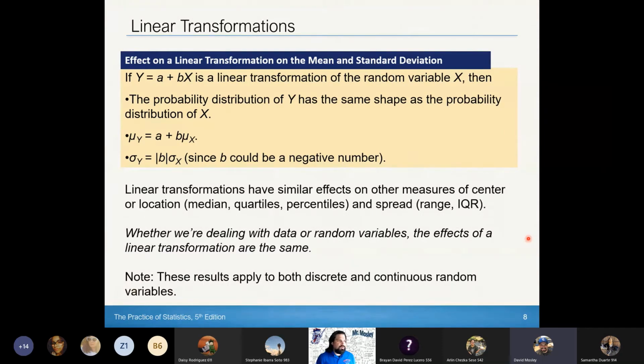Linear transformations have similar effects on other measures of center or location, median, quartiles, percentiles, and spread, range, and IQR. Whether we're dealing with data or random variables, the effects of a linear transformation are the same. Please note, these results apply to both discrete and continuous random variables. It doesn't matter if it's discrete or continuous. The rules of linear transformation still apply the same to both.